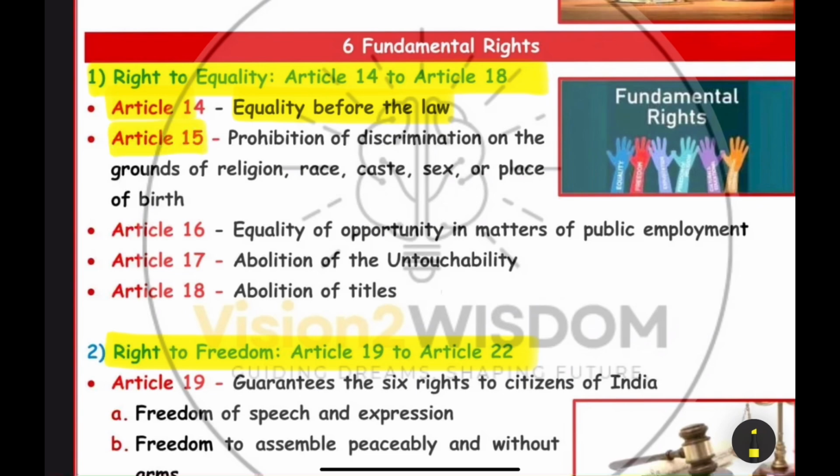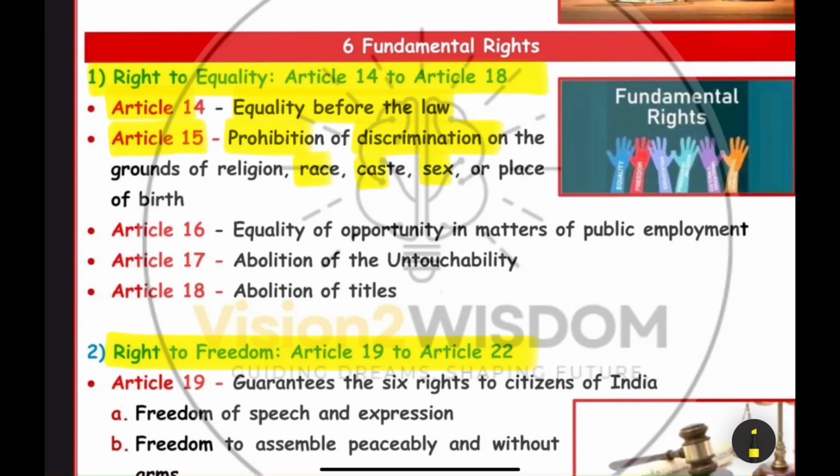And Article 15 tells us about prohibition. Which prohibition? It prohibits laws created by the state authority, any parliament or any executives, of discrimination on 5 grounds. It means states cannot prohibit or discriminate on the basis of these 5 grounds. What are these 5 grounds?